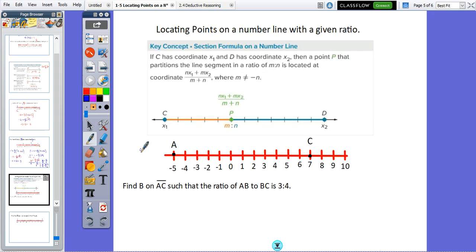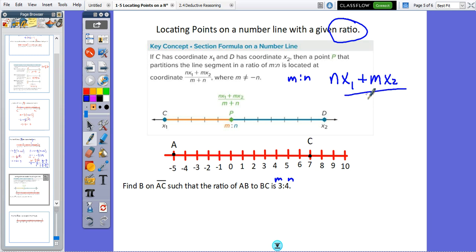Now the other type of locating a point is when you're given a ratio. The ratio is in the form of m colon n. So this is the m. Whatever's in this spot is an m. Whatever's in this spot is an n. So right here we got 3 to 4. This is my m. This is my n. Alright, so the formula, as you can see right here, let's make it a little bigger, is n times x1. So you're going to multiply the value of n times x1 plus the value of m times x2, all over m plus n. Alright, so here's my x1, here's my x2. Let's run it through this little system right here.